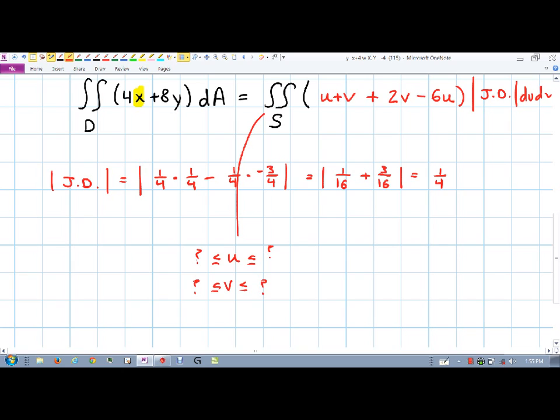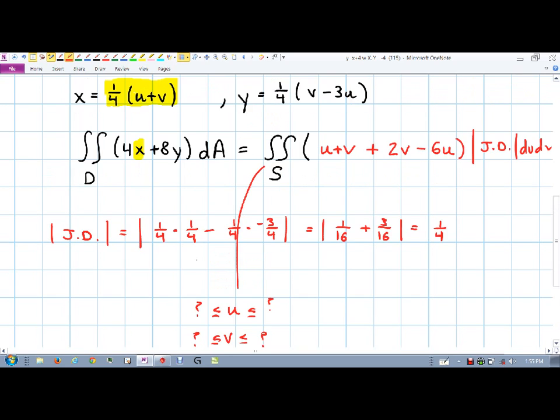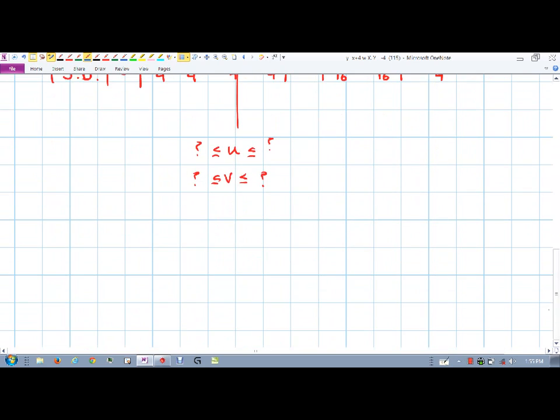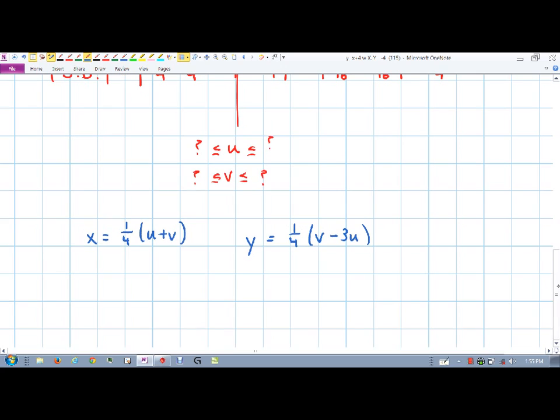Well, a good way to figure that out is to come up to your equations that had U and V in them and try and solve for U and V. Okay, take these and solve them for U, solve them for V. So what I think I'll do is I'll grab this first equation here and let me work with it down here. I have x equals 1/4 U plus V. I'll write the other one down also. y equals 1/4 V minus 3U. Why don't I just scale everything by 4? A little easier to work with, both of them.